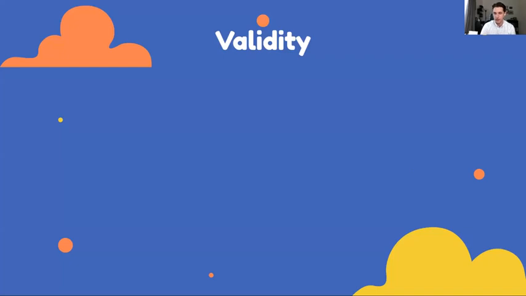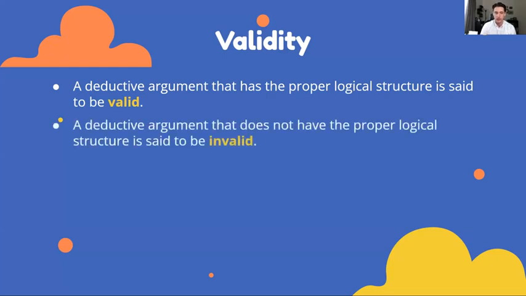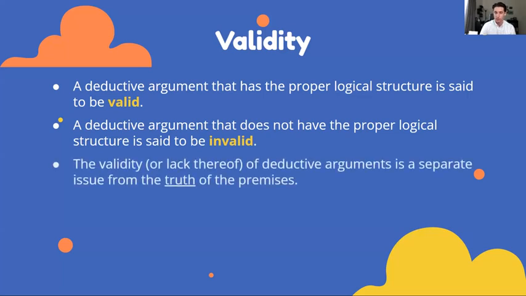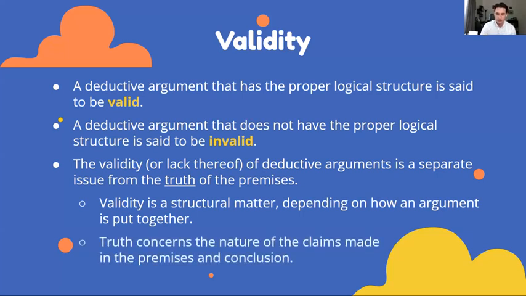So that's why the concept of validity is so crucial. A deductive argument that has the right or proper logical structure is said to be valid. A deductive argument that does not have the proper logical structure is said to be invalid. And again, the book goes over a couple of examples. The validity or lack thereof of deductive arguments is a separate issue from the truth of the premises. So we don't want to confuse whether they're actually true with the concept of validity. Validity is a structural matter, depending on how an argument is put together and how the terms are arranged. Truth concerns the nature of the claims made in the premises and the conclusion.